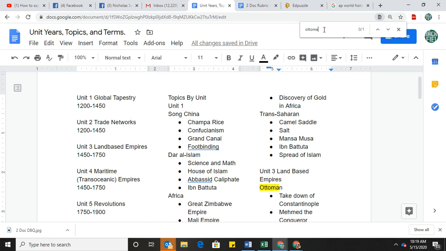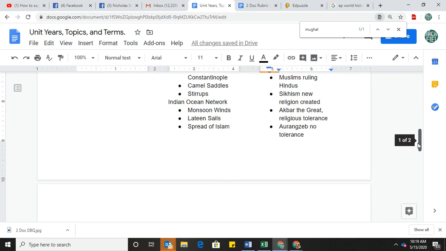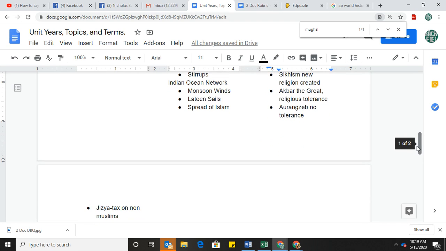So if it's the Ottomans, maybe it's the Mughals. Okay, it'll take you right to the Mughals. Okay, and then give you facts. Okay, Muslims ruling Hinduism, Sikhism, which somebody used. I think Claire used Sikhism in one of our outside facts when we were talking about land-based empires. DBGO, Akbar the Great, religious tolerance. That's why he was great. Aurangzeb, no tolerance. He taxed the Muslims.